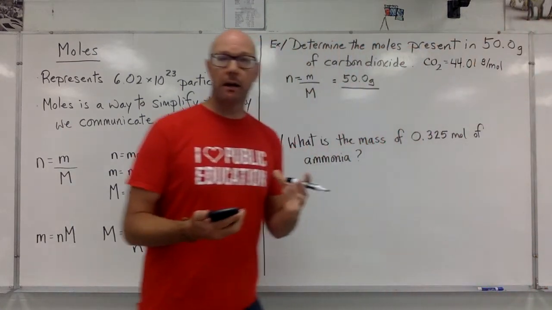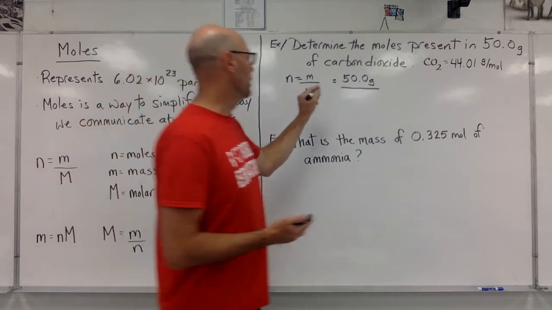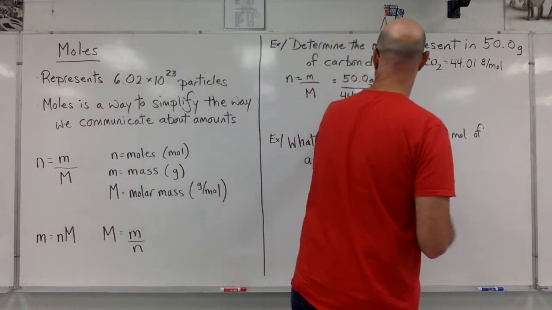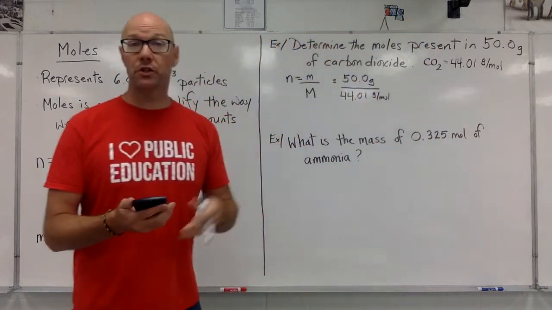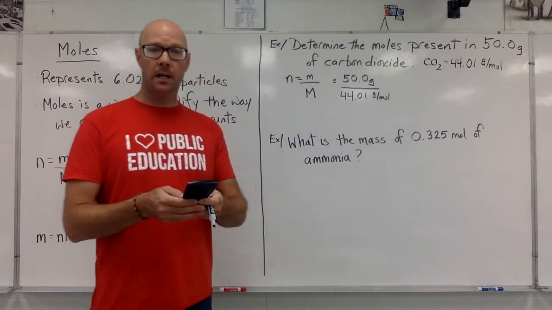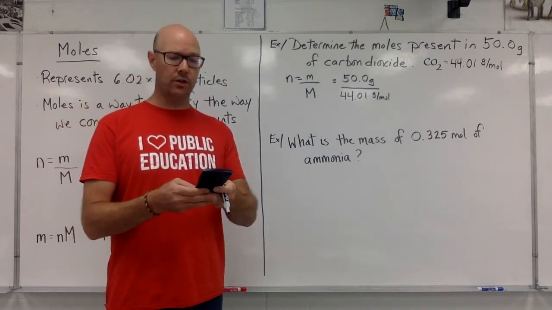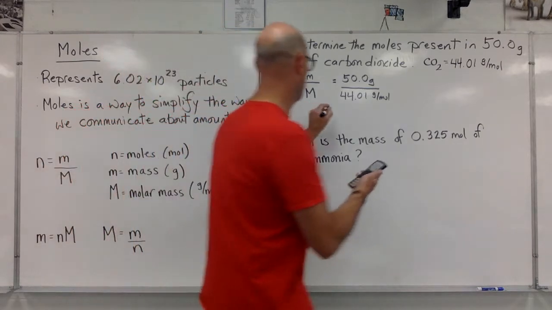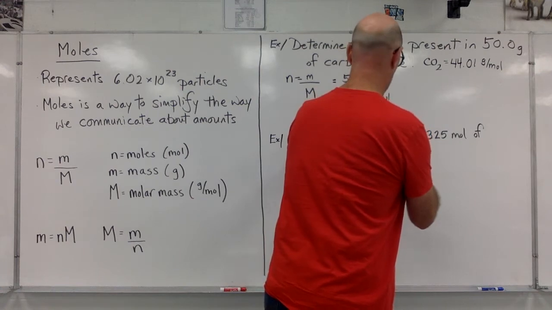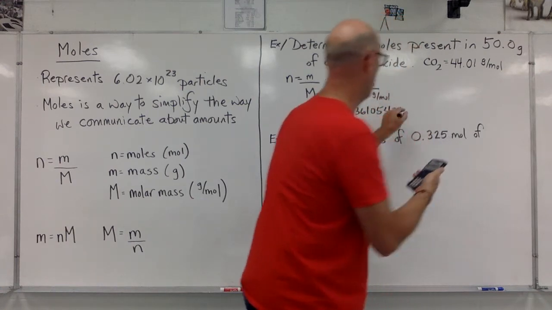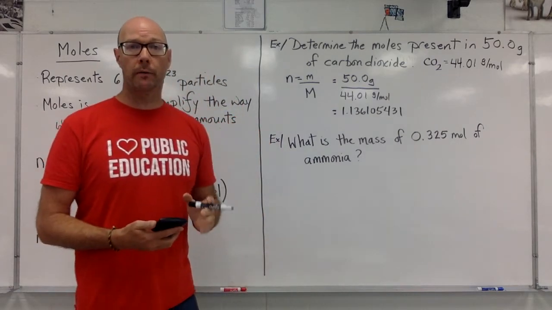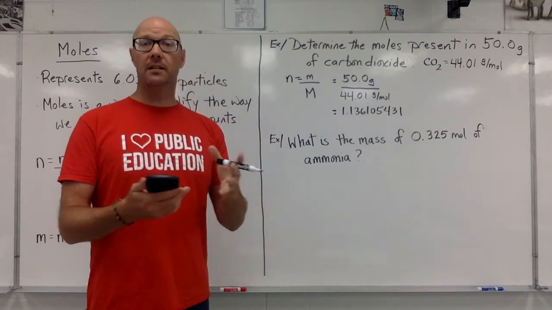And that goes into my formula here in the denominator, 44.01 grams per mole. Now I just do the calculation, 50 divided by 44.01. Turns out to be 1.136105431. I need to apply my significant digit rules.